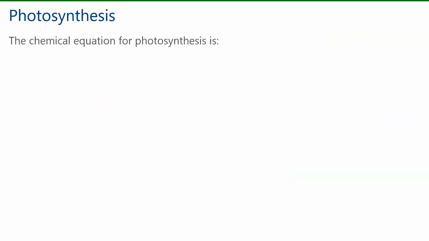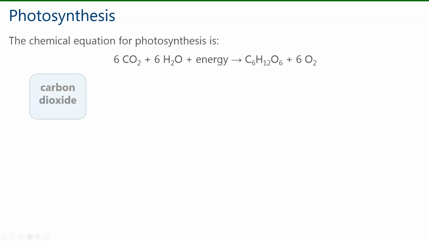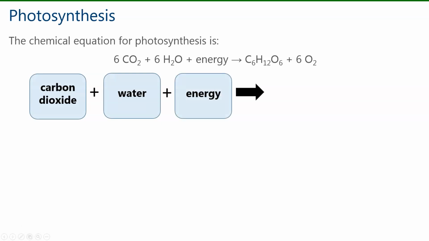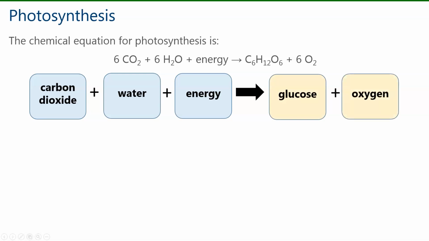The chemical equation for photosynthesis is 6 carbon dioxide plus 6 water molecules plus energy produces glucose plus 6 oxygen molecules. So we have carbon dioxide, water, and energy as our inputs, and our products are glucose and oxygen.